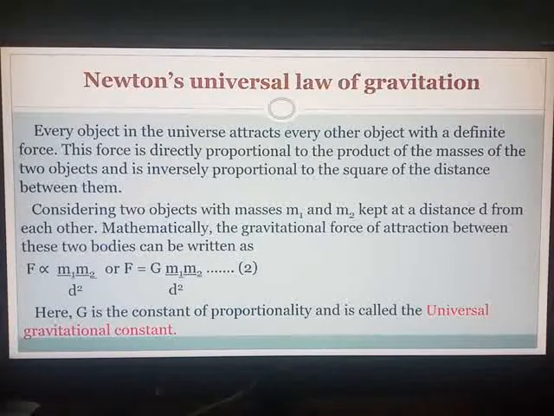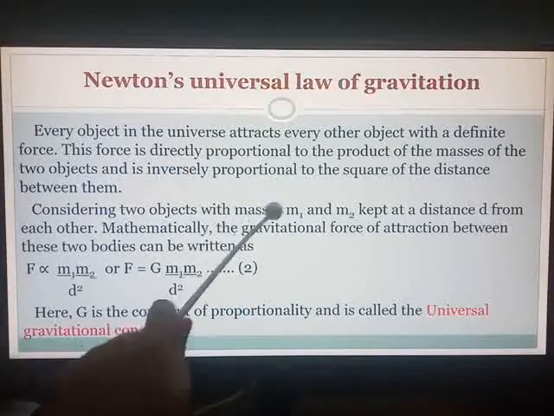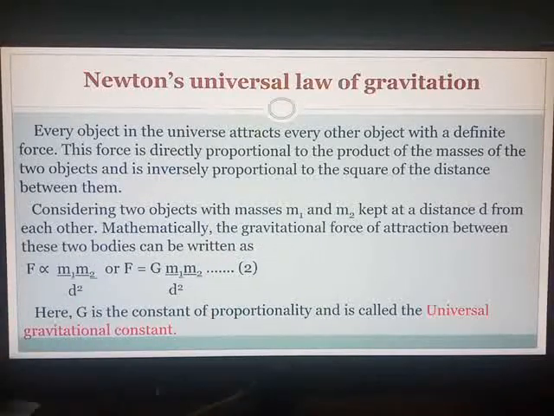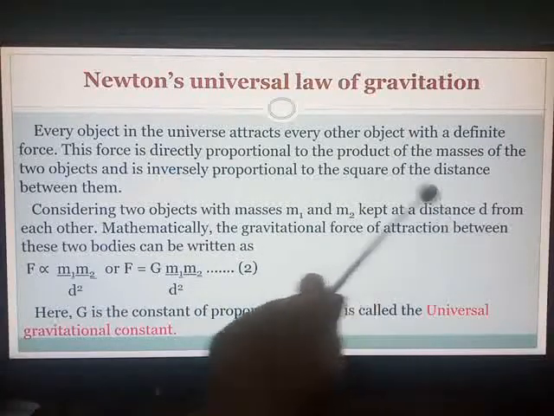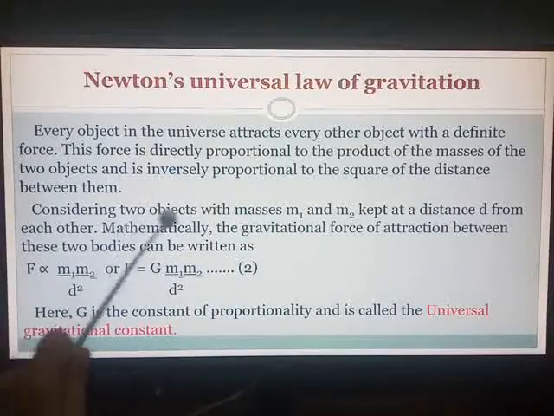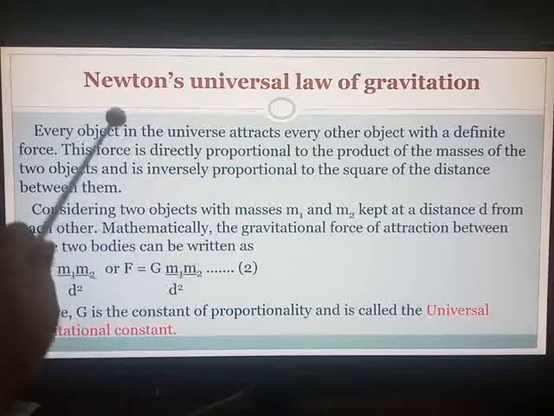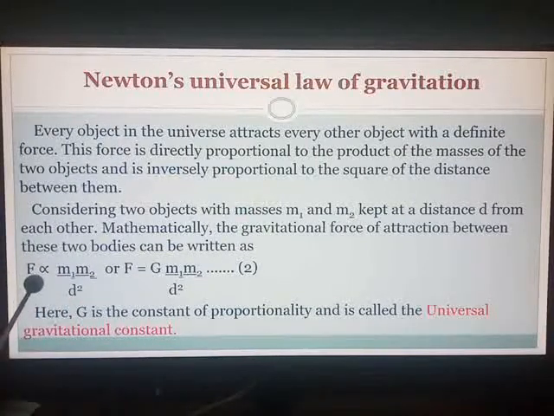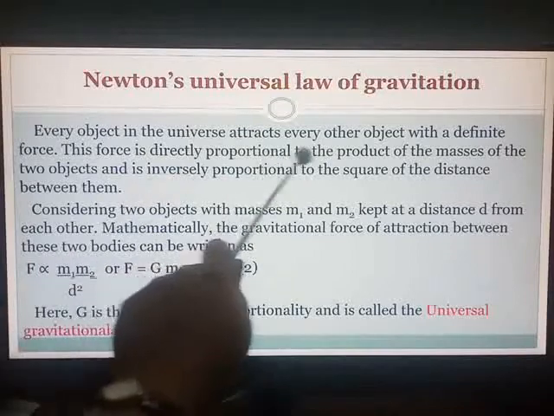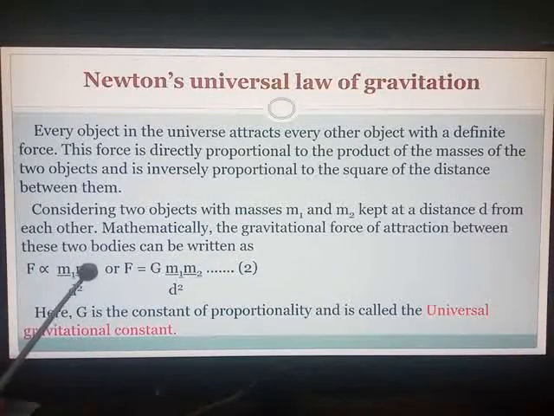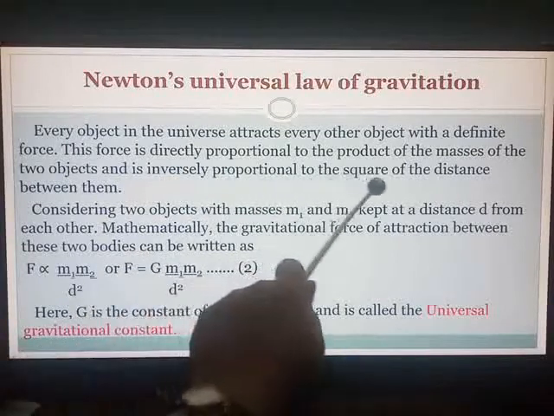Product of the masses of two objects and inversely proportional to the square of the distance between them. Considering two objects with masses m1 and m2 which are kept at a distance small d from each other, mathematically the gravitational force of attraction between these two bodies from this law can be written as: force is directly proportional to the product of the masses, so m1 multiplied by m2, and inversely proportional to the square of the distance.